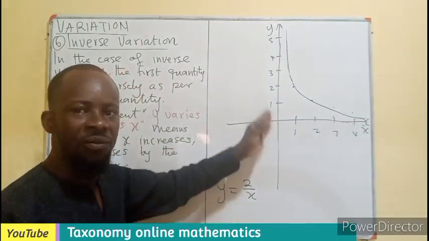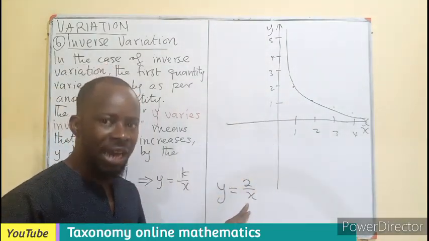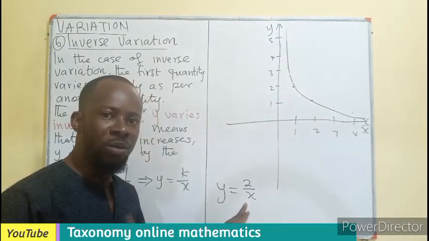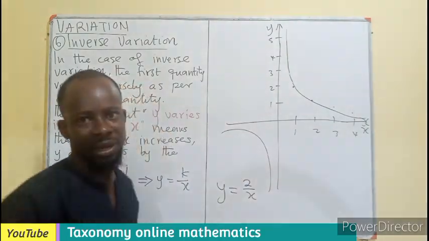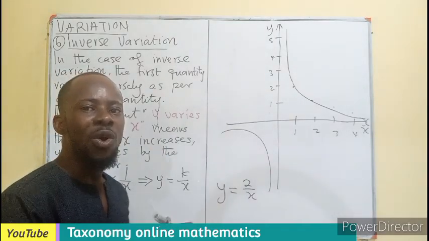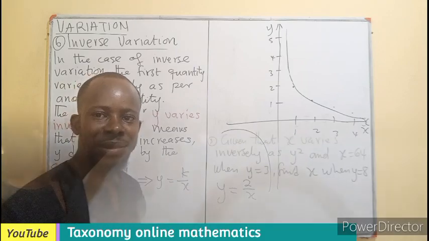So that is for inverse variation. And don't forget that x can also assume negative values. If x assumes negative values, then our curve is going to move in this direction. So this is a representation of inverse variation. Let's take a question and see how we can do that.